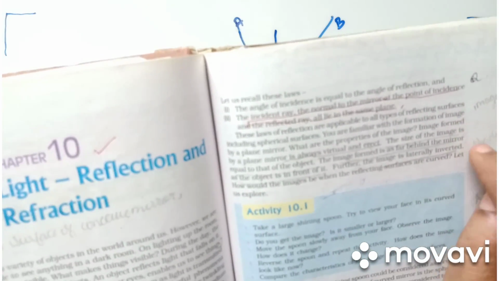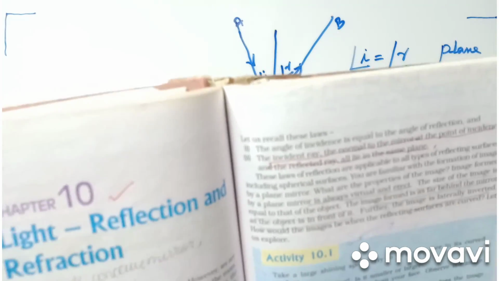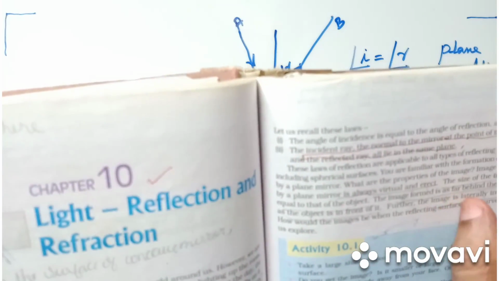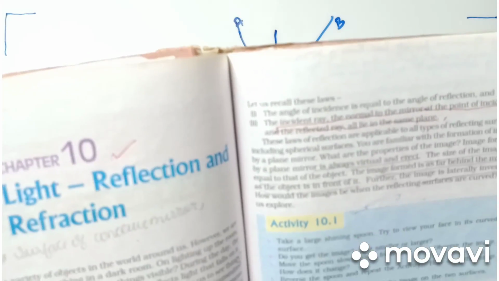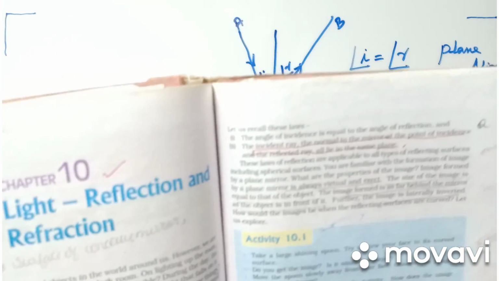So please underline these sentences. They can ask you what you know about the image formed by a plane mirror. Also, you can mark this. They'll ask you a question: what are the laws of reflection? Clear? Now, in this class, we are going to study about spherical mirrors.